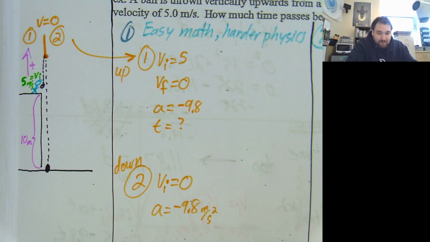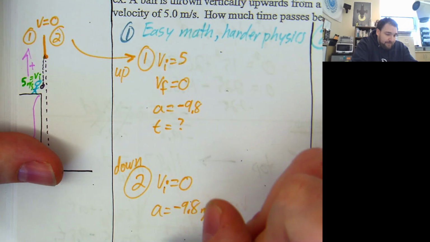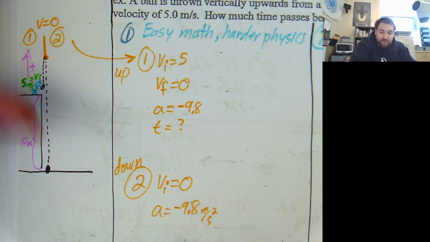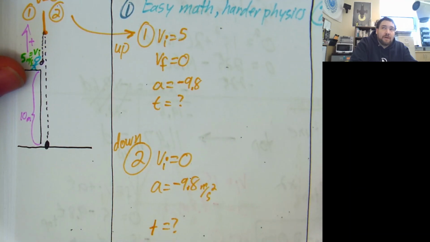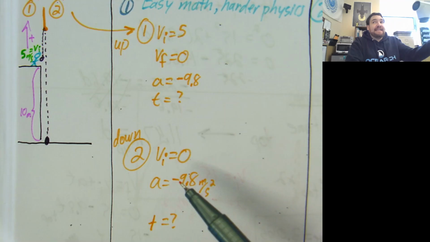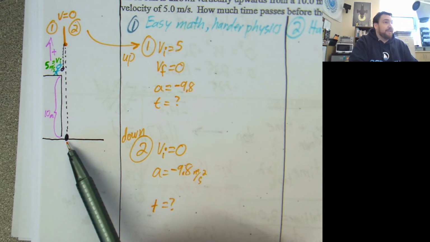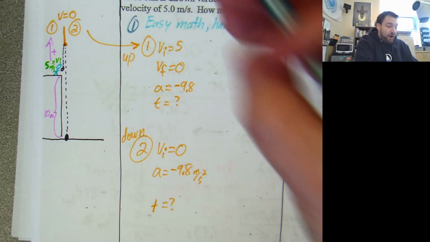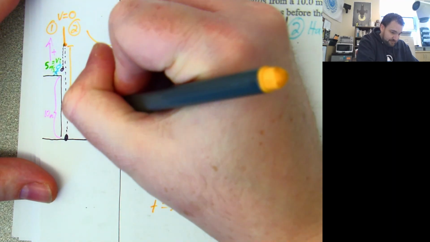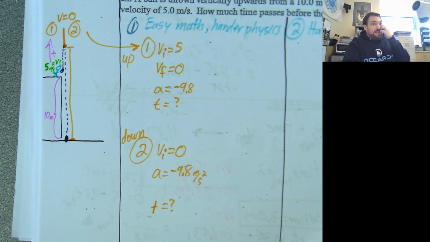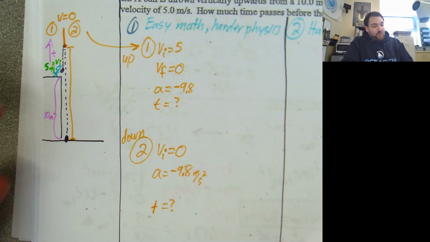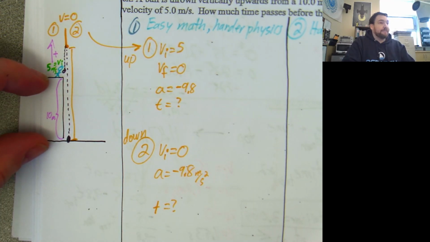But we've got another problem. If I'm looking for the time, I've left some space in there on purpose. If I'm looking for the time, we need one more piece of information. I need either the velocity that the ball hits the ground with, or I need to know how far this distance here is. Which one of those is going to be easier to find, do you think? Given the fact that we already have a bit of displacement, or a bit of a distance right here.